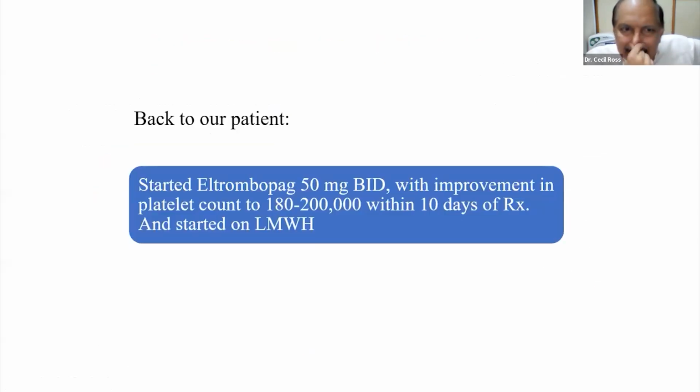And then we started on low molecular weight heparin. But actually, we should have given him IVIG. That would have been better, because this paper came just last month, and I was not aware that we should have given him IVIG, but IVIG was costly and all that, so there were issues with that. So we gave our patient this and managed with that.